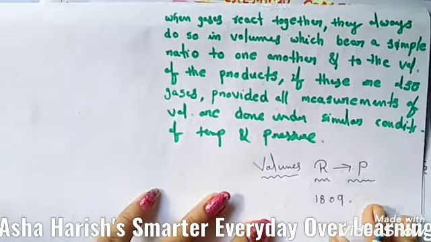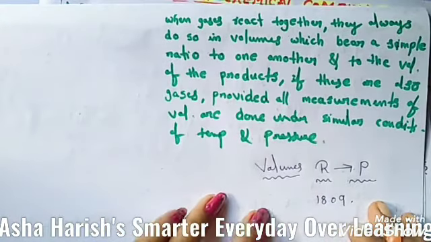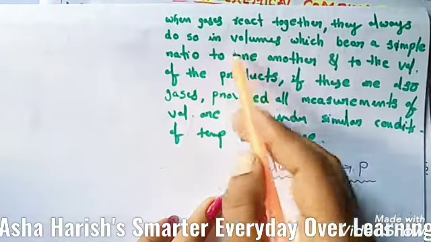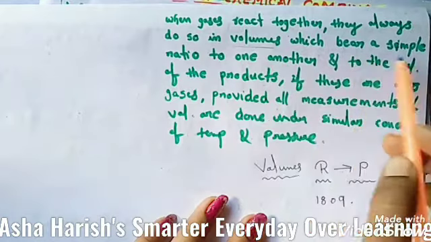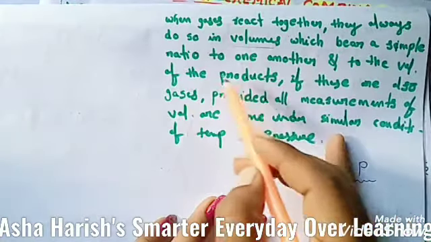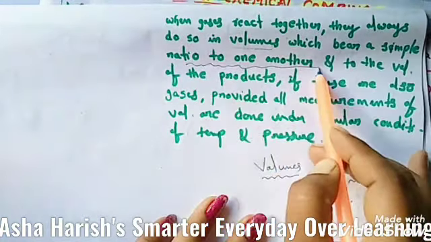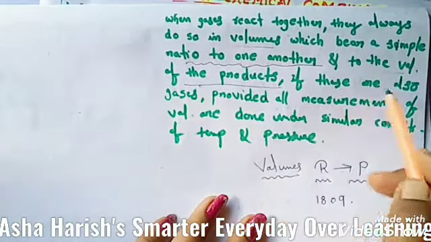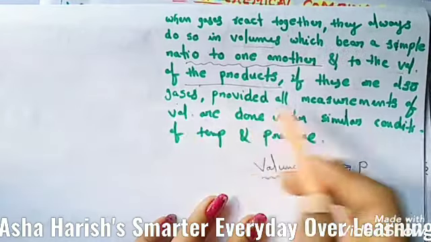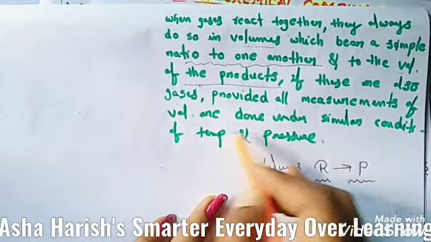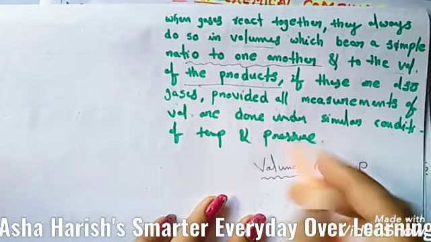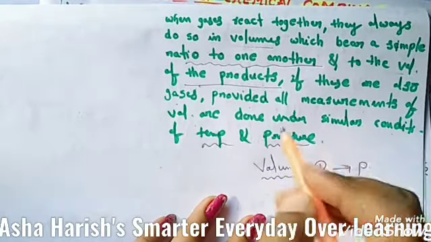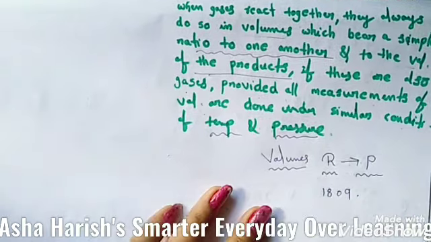This is defined as: when gases react together, they always do so in volumes which bear a simple ratio to one another and to the volumes of the products if these are also gases, provided all the measurements of volumes are done under similar conditions, that is temperature and pressure. Okay, consider for illustration some more examples.